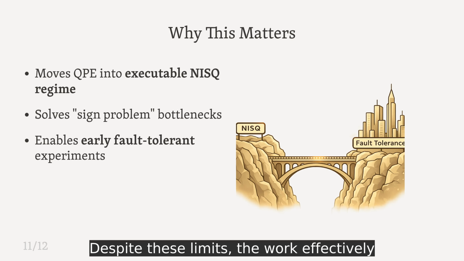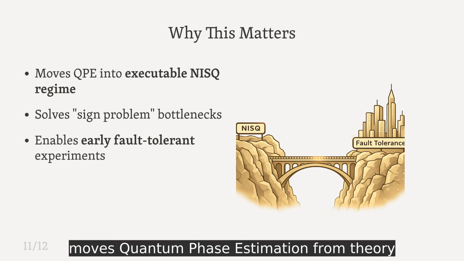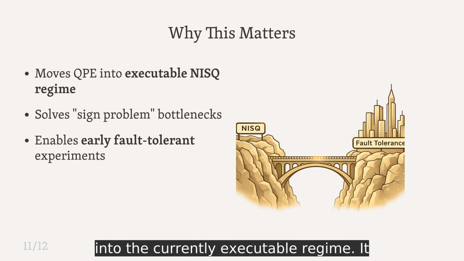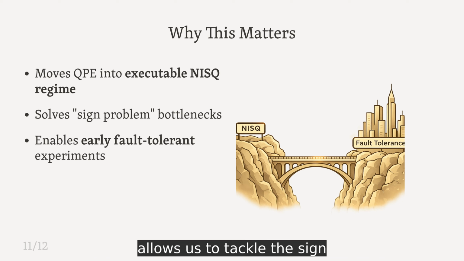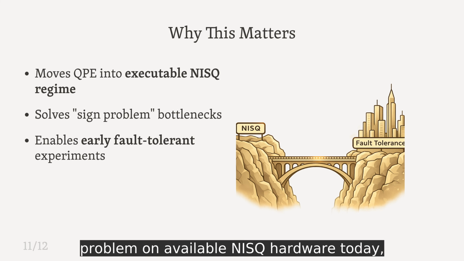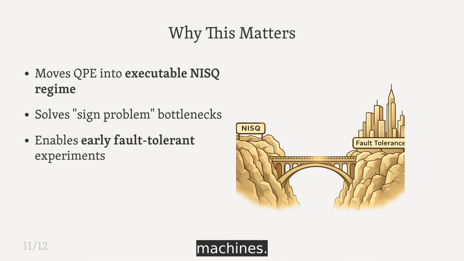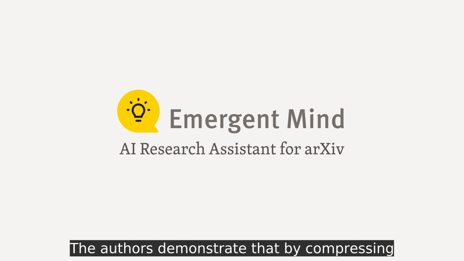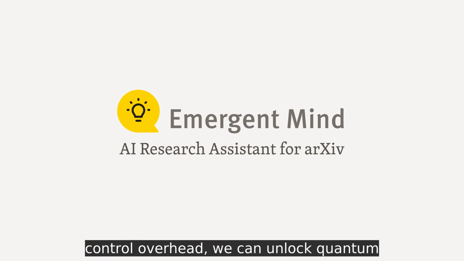Despite these limits, the work effectively moves quantum phase estimation from theory into the currently executable regime. It allows us to tackle the sign problem on available NISQ hardware today, rather than waiting for fully fault-tolerant machines. The authors demonstrate that by compressing control overhead, we can unlock quantum advantage for frustrated systems today.